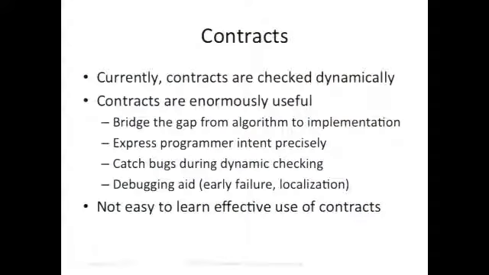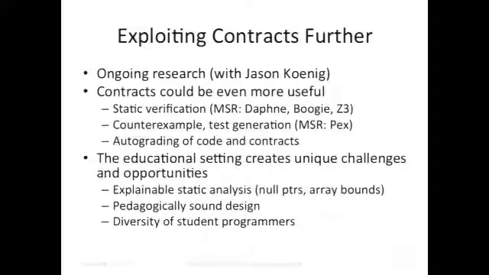Okay, so looking forward a little bit, contracts are currently checked dynamically, and they turned out to be extremely useful in the context of this course, just like they turned out to be extremely useful in Microsoft product development, for probably related reasons. They bridge the gap from algorithm to implementation. They express a program's intent. They catch bugs during dynamic checking, and they give you early failure and better localization of problems.